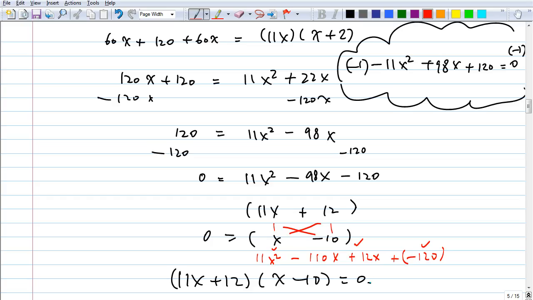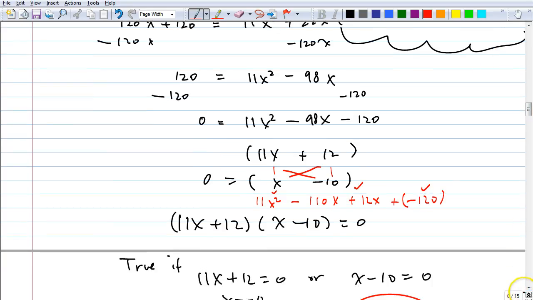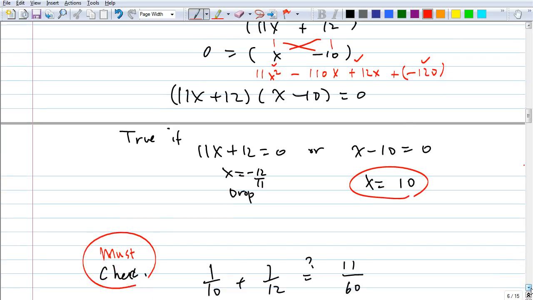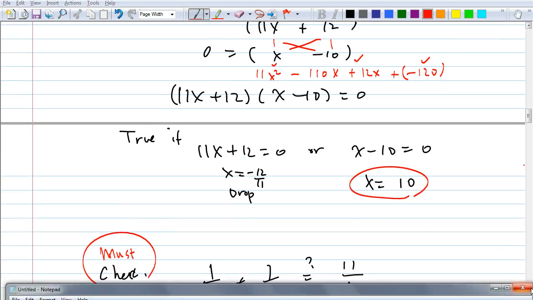What do we get here when we solve? Let's go back to Ali. I got x equals 11 over 12 and negative 10. Positive 10 and what? 11. Positive or negative? Negative. Look, it should be negative because you are asking, when will this be 0? The only time it will be 0 is if each of these factors equals 0. So you get x equals 10 and negative 12 over 11, right?